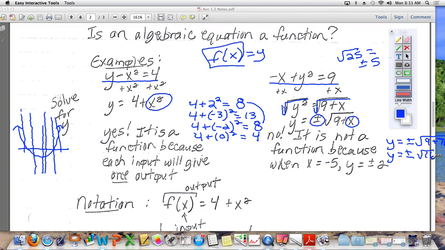16. So you're really taking the square root of 16, but you have to take both the positive and the negative values. So what is the square root of 16? 4. Positive and negative 4. So we have two answers. We put in the same x value, but we got two answers out of it. It's not a function. Does that make sense?